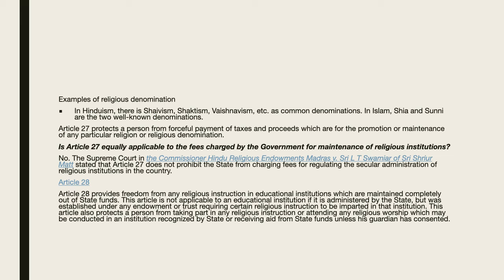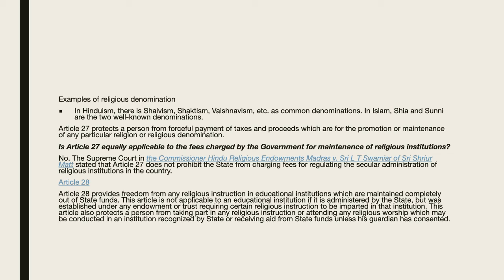Article 27 protects a person from forceful payment of taxes and proceeds which are for the promotion or maintenance of any particular religion or religious denomination. Is Article 27 equally applicable to the fees charged by the government for maintenance of religious institutions? No, it is not. The Supreme Court in Commissioner, Hindu Religious Endowment, Madras versus Sri Lakshmindra Thirtha Swamiyar of Sri Shirur Mutt stated that Article 27 does not prohibit the state from charging fees for regulating the secular administration of religious institutions in the country.